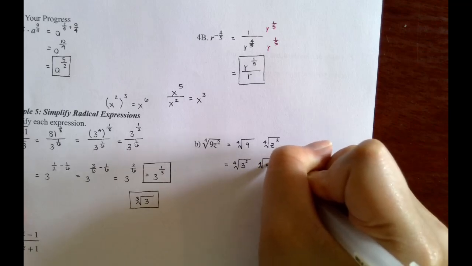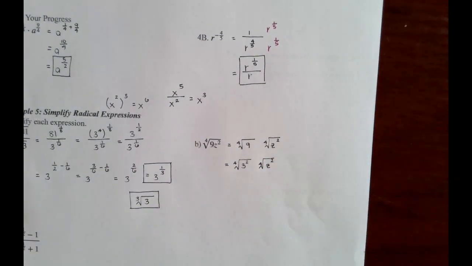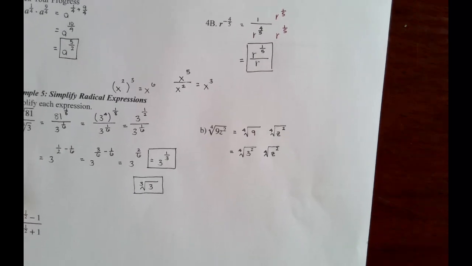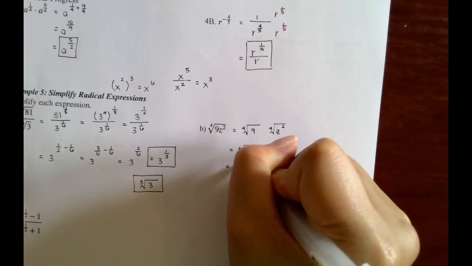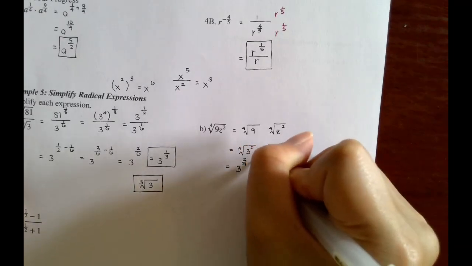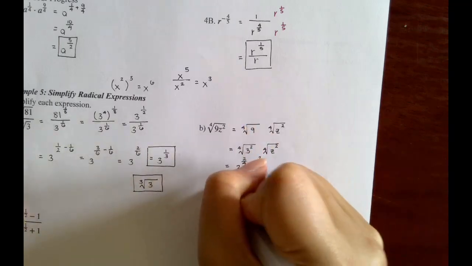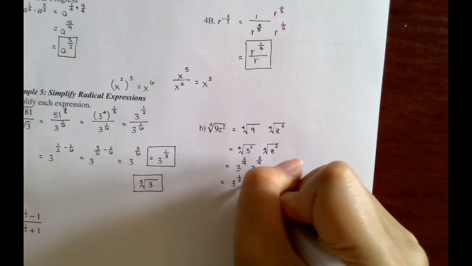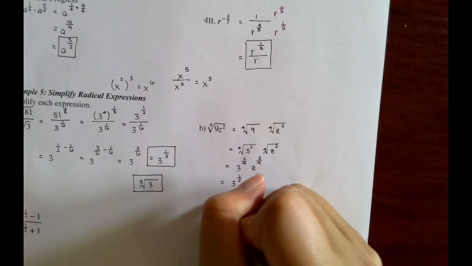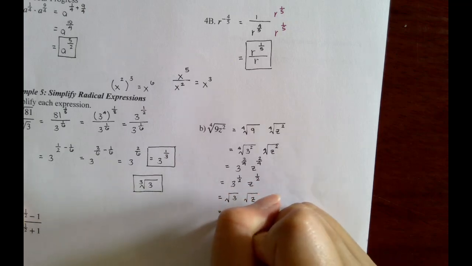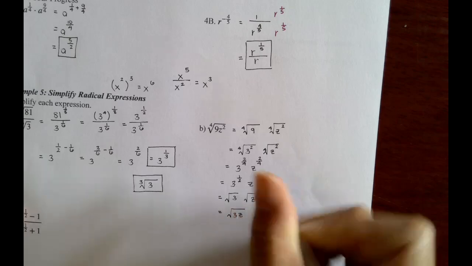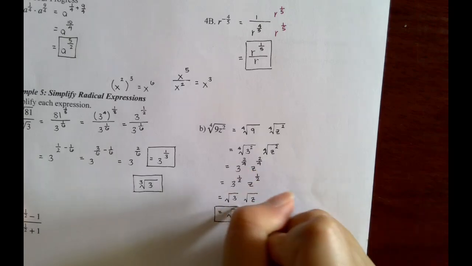Right? Then I could rewrite this into rational exponents, right? So this is 3 to the 2/4. This is z to the 2/4. 2/4 simplified is 1/2. So this is 3 to the 1/2 and z to the 1/2, which we know then is square root of 3 and square root of z. And so this can simplify to square root of 3z. And there you go. Okay.